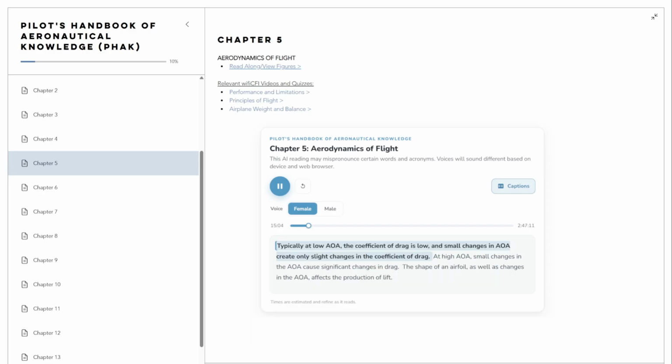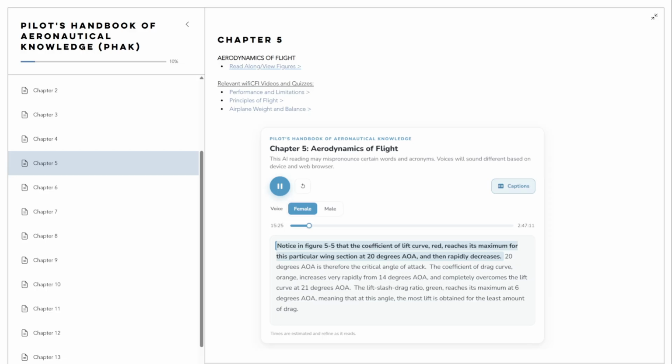Typically at low AOA, the coefficient of drag is low, and small changes in AOA create only slight changes in the coefficient of drag. At high AOA, small changes in the AOA cause significant changes in drag. The shape of an airfoil, as well as changes in the AOA, affects the production of lift.